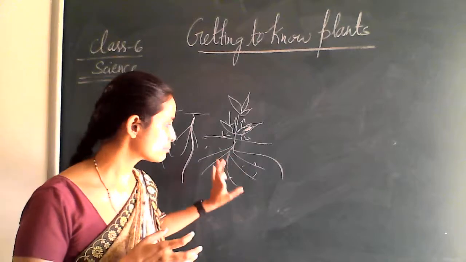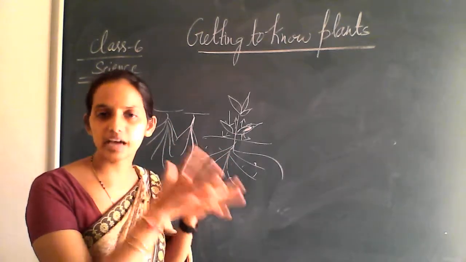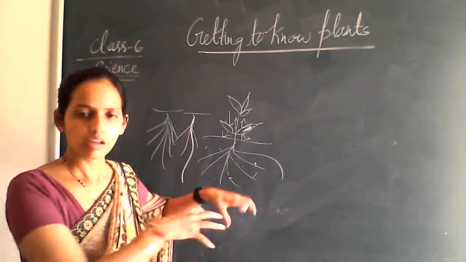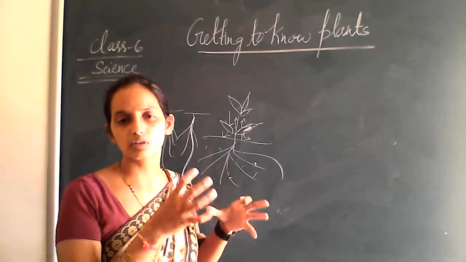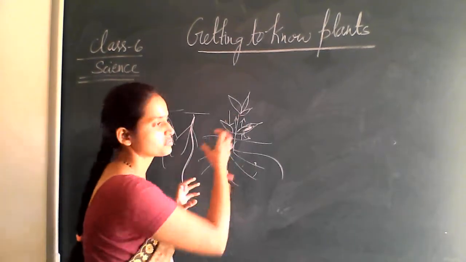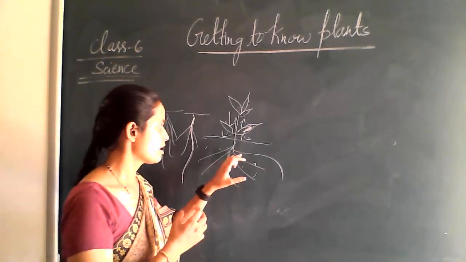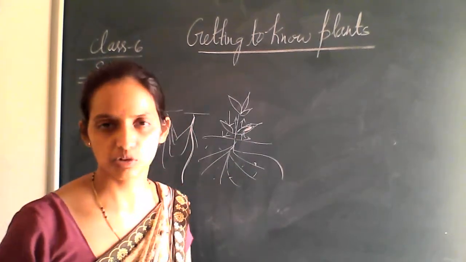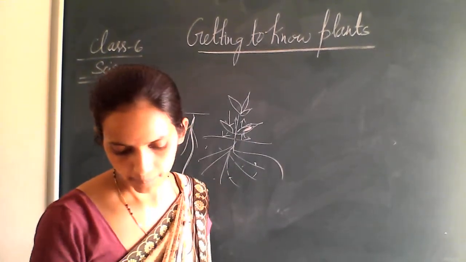Okay, and whatever material is required for preparing that food is sent by the roots. So the root is going to absorb the raw material, or the material which is needed for preparing food. Okay, absorbed by the root, then it is transferred by your stem to the different parts of the plant, right?